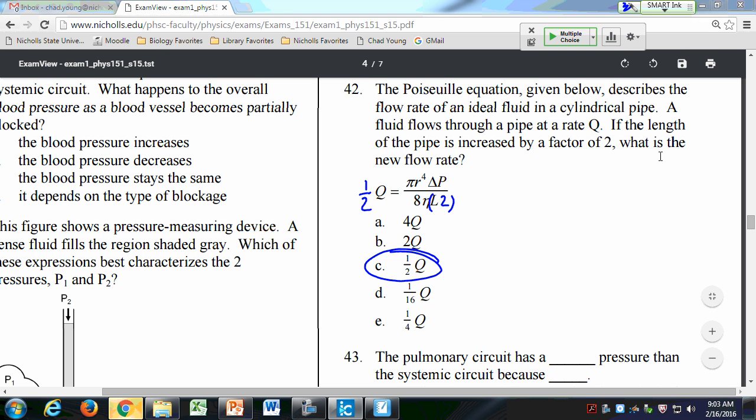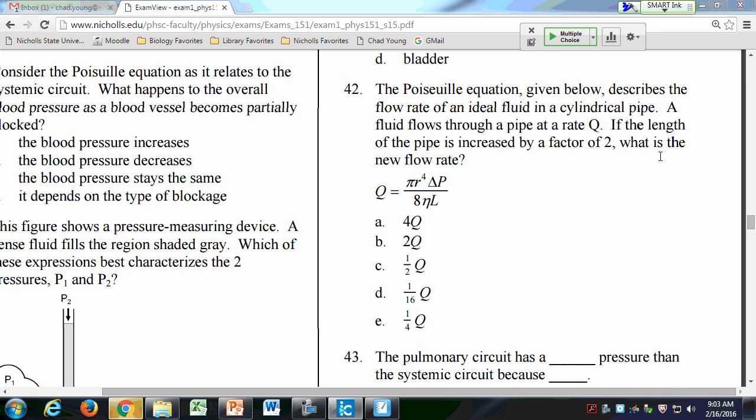So for example, if I were to increase my pressure differential by a factor of two, have a greater pressure differential, meaning that the difference between the pressure at one point and another point will now be higher, that will increase my flow rate by the same amount.